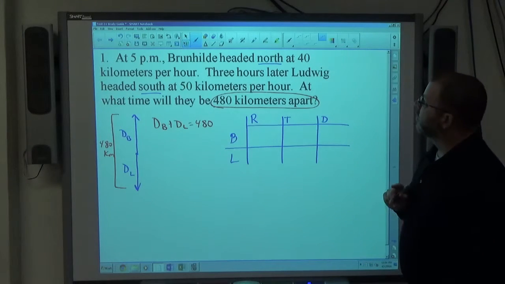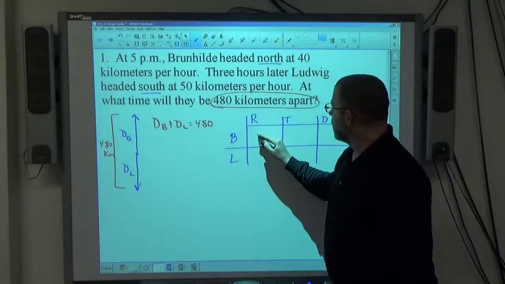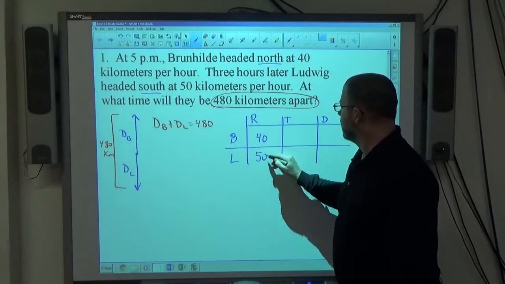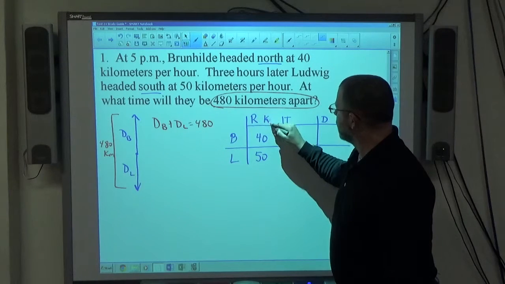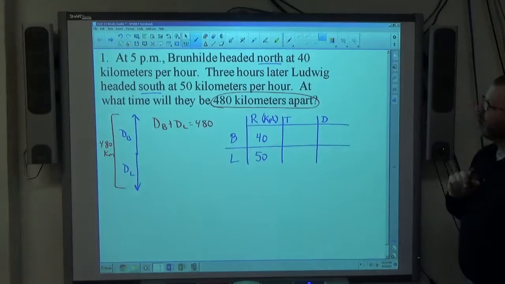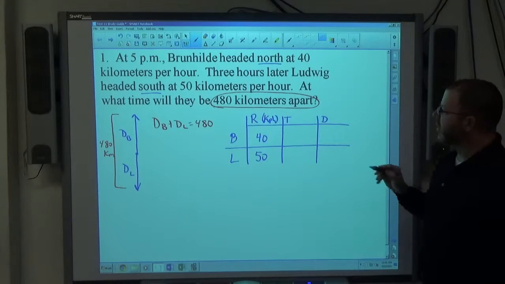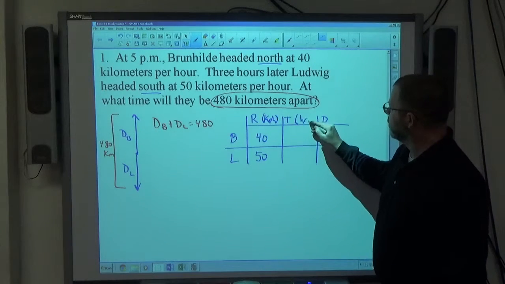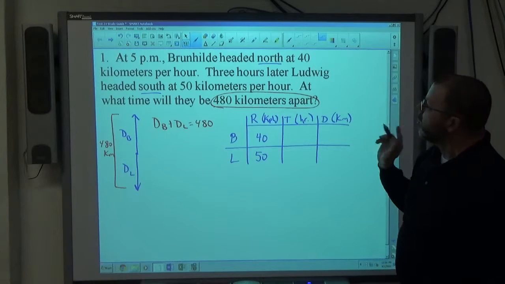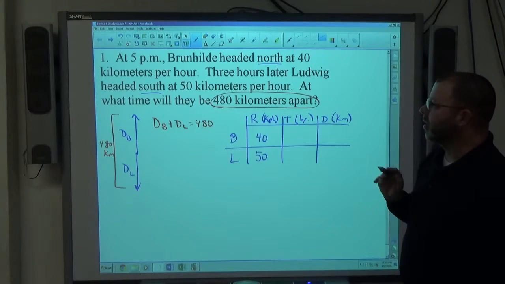And we can see that she's going at 40 kilometers per hour. He is going at 50 kilometers per hour. And I can put kph here as my unit for rate. We don't know what time they traveled. It's going to be in hours, obviously, because that's kilometers per hour. That's going to be kilometers. Okay. What we do know is starting times, but we don't know ending times.